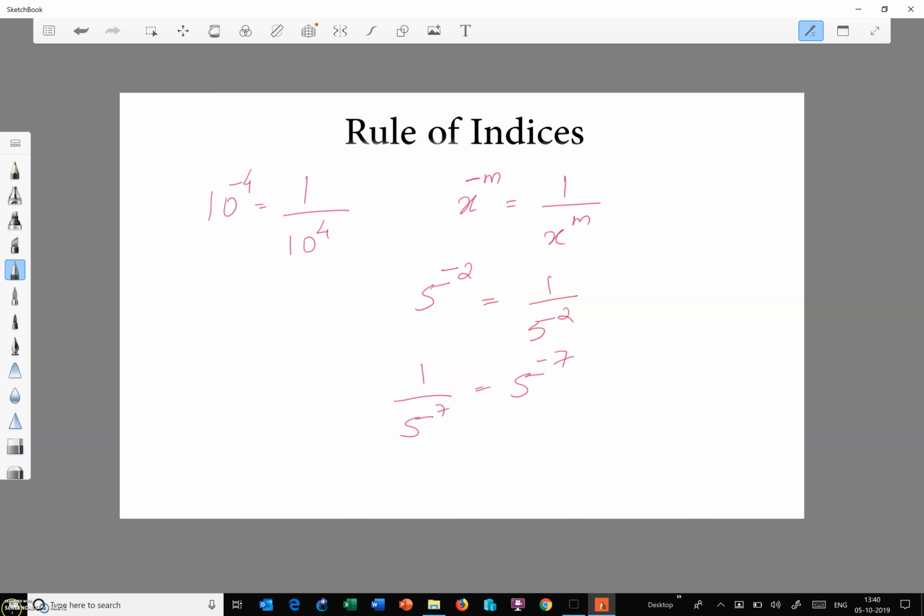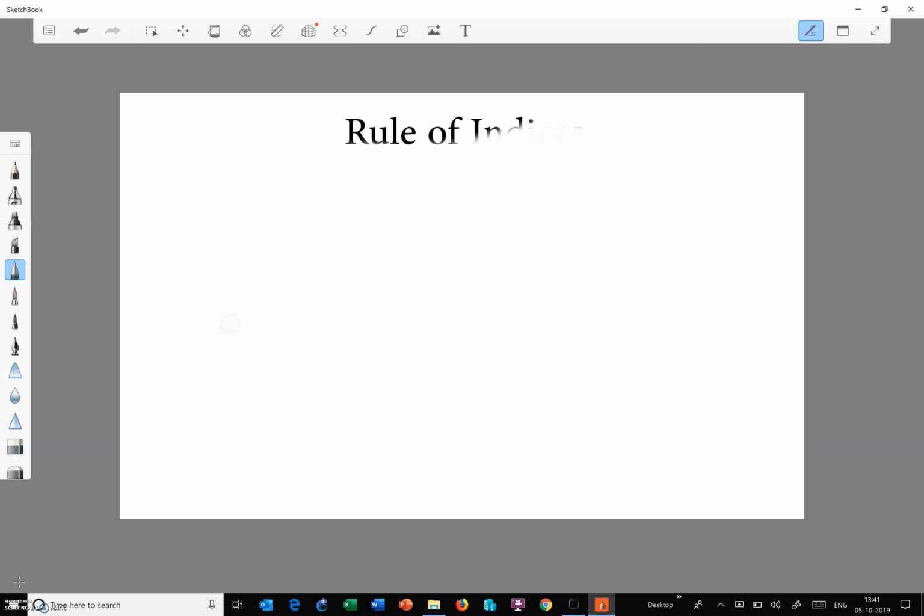Now let's see another type of example: x cube, the whole raised to 5. When an expression like this is raised to a power, you can use the formula x to the power m, the whole raised to n, is equal to x to the power m times n. So all you have to do is multiply the exponents together. That will be x to the power 3 times 5, which is x raised to 15.